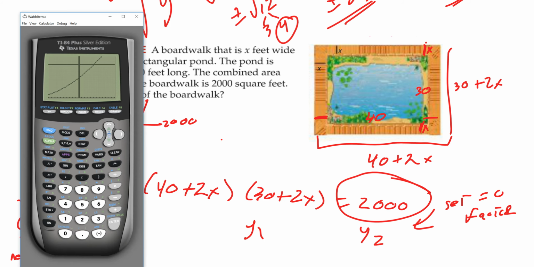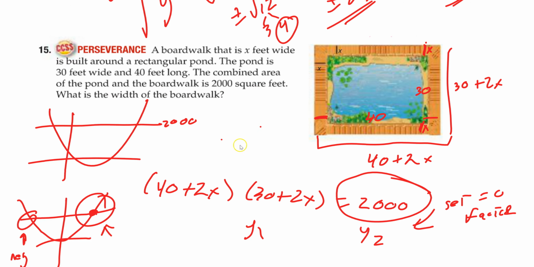And remember on your calculator, the way you find that is to find the intersection. Second calc, intersect, number 5. Just get a little closer to it. Hit enter for first curve, second curve, and guess. And you get 5. That works out nicely. So the width is going to be 5.